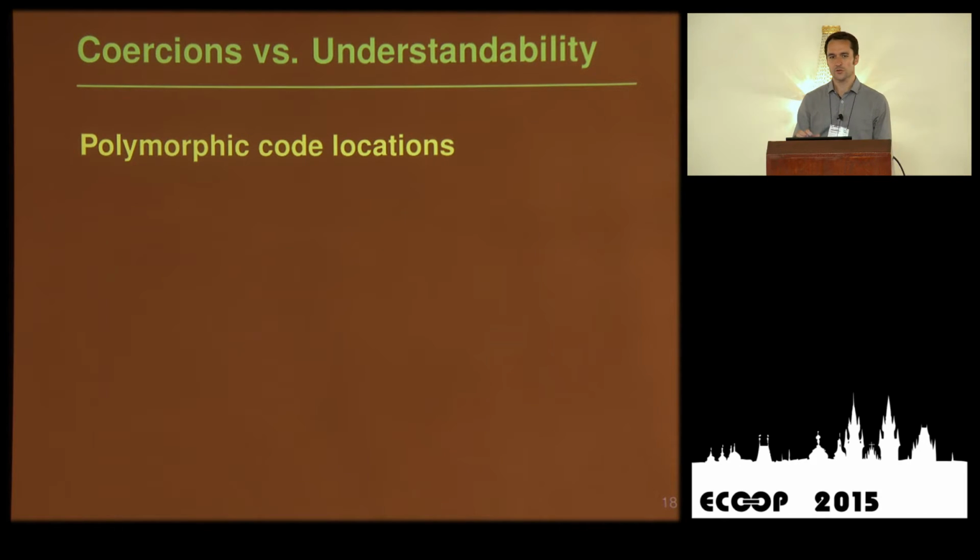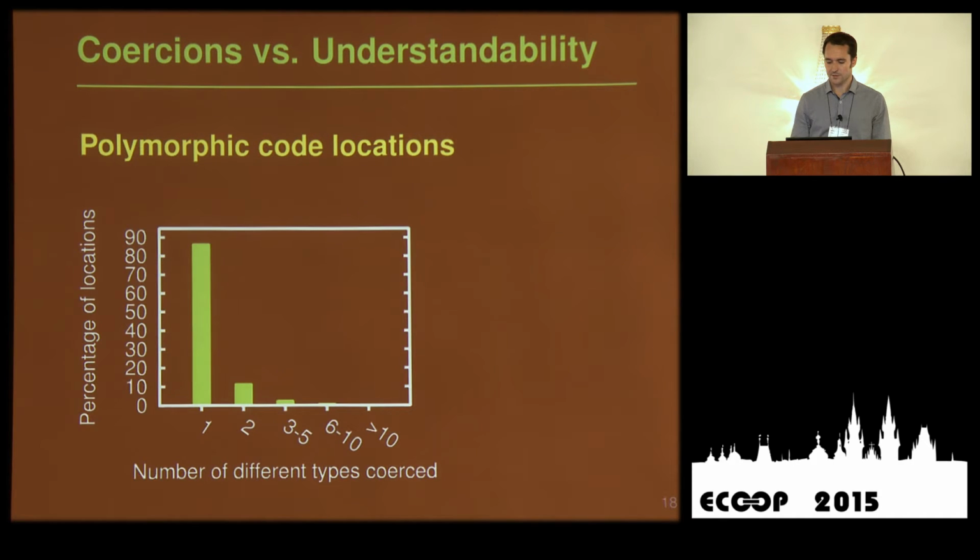Because you have a coercion, it may happen that a single code location may perform a different coercion at different times that the code location is executed. So if different types arrive, different coercions may happen, and this may be confusing for developers. To see whether this is the case or not, we looked at all locations where you have at least one coercion, and we looked at the number of different types that are used at this code location. This graph shows how many different types you see in particular percentages of code locations.